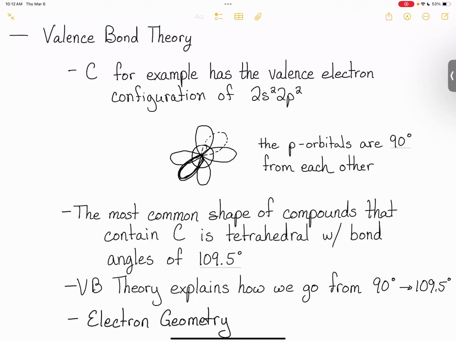However, basically what has happened is that these atomic orbitals have been hybridized to form molecular orbitals. And we can actually get to those hybridized orbitals that it kept describing by understanding the electron geometry.